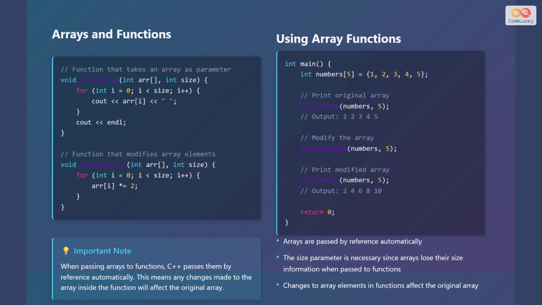As shown in the code, the main function declares an integer array named numbers, and then calls the printArray function to print the original array. After that, the main function calls the doubleValues function to modify the array, and then calls printArray again to print the modified array. As noted, arrays are passed by reference automatically, and the size parameter is necessary since arrays lose their size information when passed to functions. Also, changes to array elements in functions affect the original array.